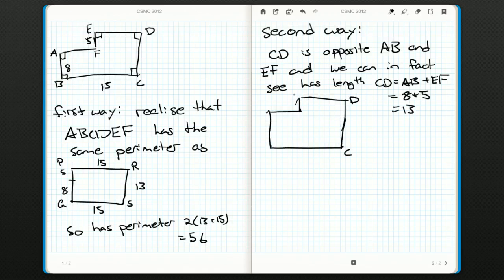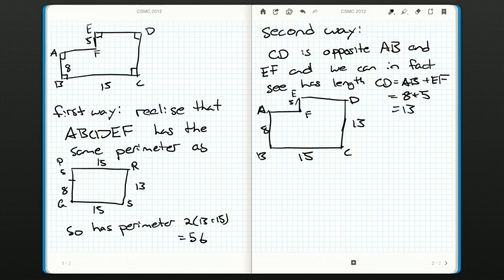D, C, E, F, A, B. Okay. Oops. B. 15. Okay. So we know this is 13 now. We know this is 5. We know this is 8.